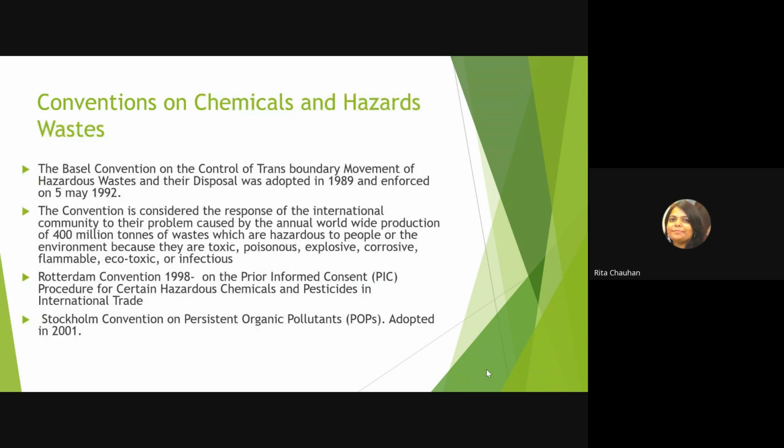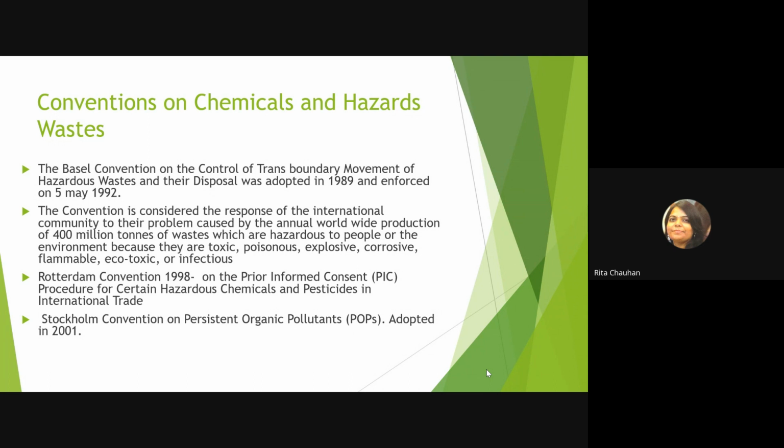Then we have the convention on chemicals and hazardous waste. Basically, this was released in 1992. It is also called the Basel Convention. It is for all the hazardous waste, and it also covers the international community for all hazardous components, chemicals, whether toxic, poisonous, explosive, corrosive, flammable, ecotoxic, and infectious in nature. Then we have the Rotterdam Convention in 1998, which controls hazardous chemicals and pesticides in international trade.